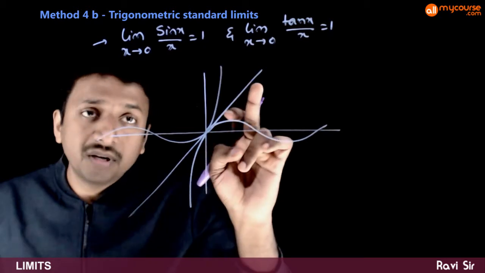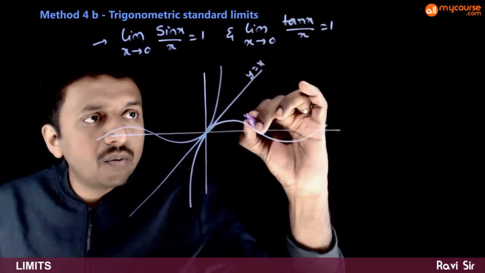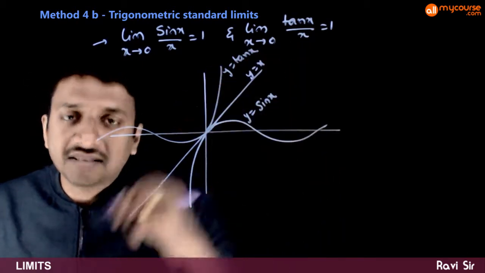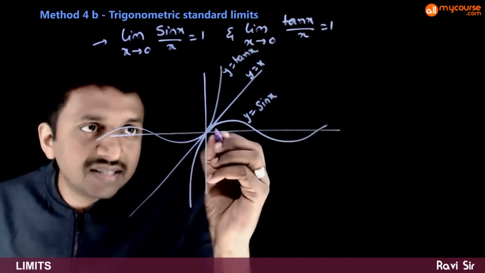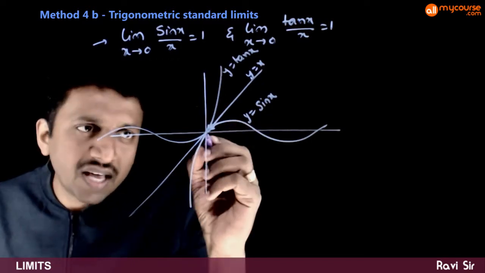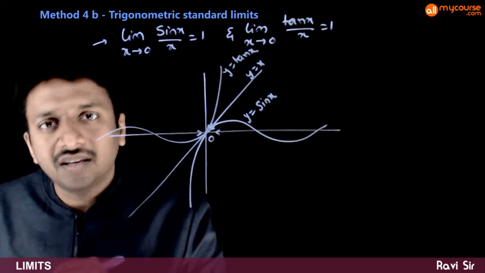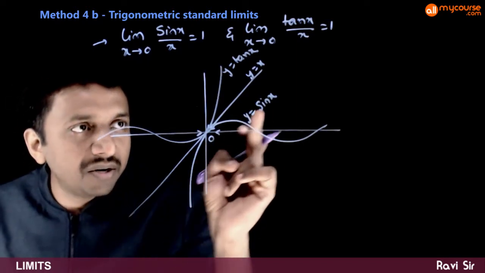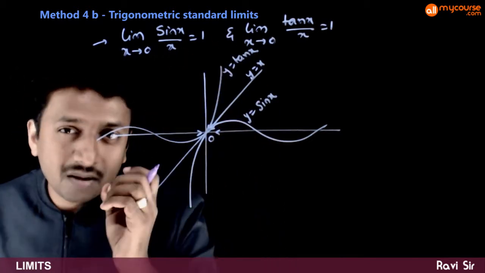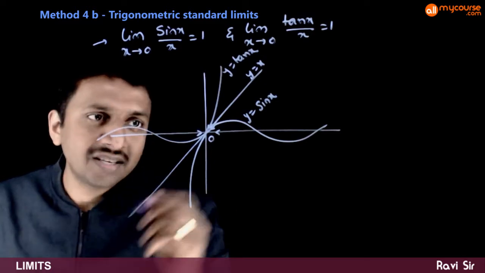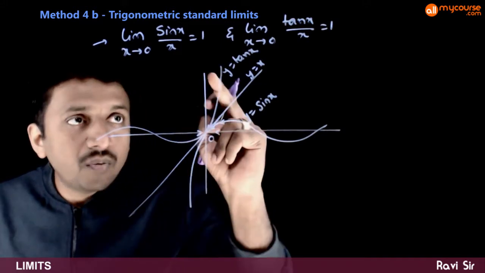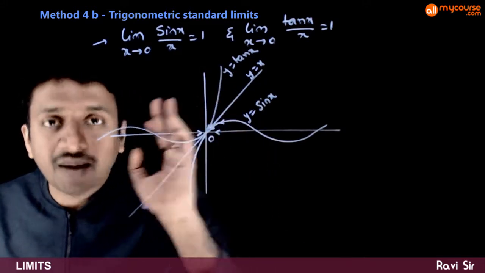If you look at the graphs of y equals x, y equals sin x, and y equals tan x, clearly from the graph you can see that all the functions come very close as you go towards x equals 0. As x tends to 0, sin x tends to x tends to tan x. But one very important thing which you need to understand is that the value of sin x will approach x from the lower side, and the value of tan x approaches x from the upper side.